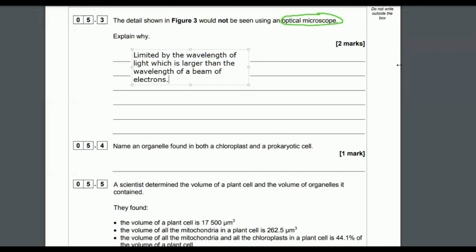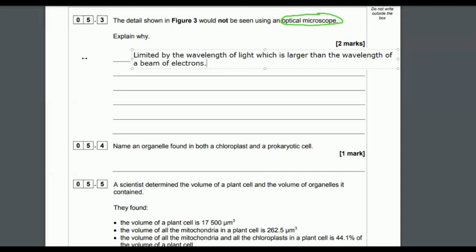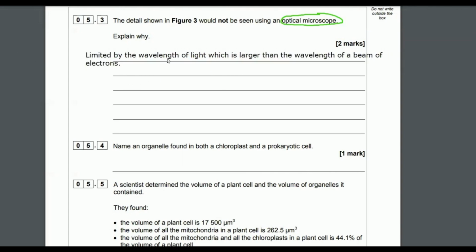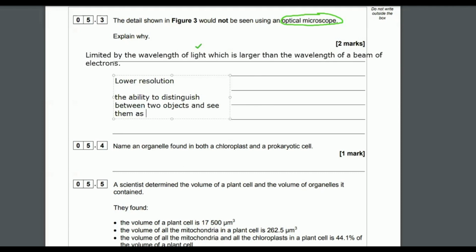So we say they're limited by the wavelength of light, which of course, if you were comparing to an electron microscope, which you don't need to here, is a lot bigger wavelength than a beam of electrons that an electron microscope uses. But the main point here to get the 2 marks is just that they're limited by the wavelength of light, so they have low resolution. And if you want a definition of resolution, you don't need it here, but it's the ability to distinguish 2 objects as separate, okay, and not see them as one lump.